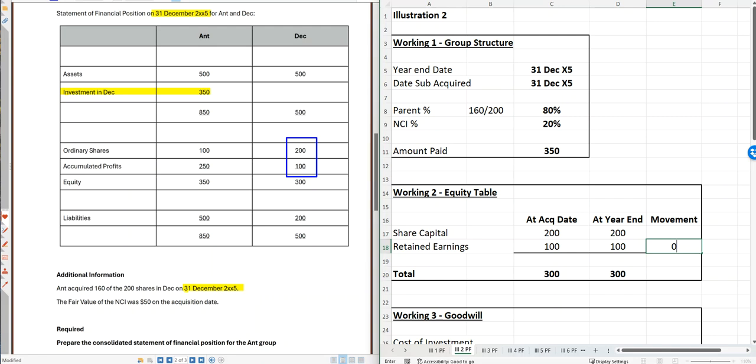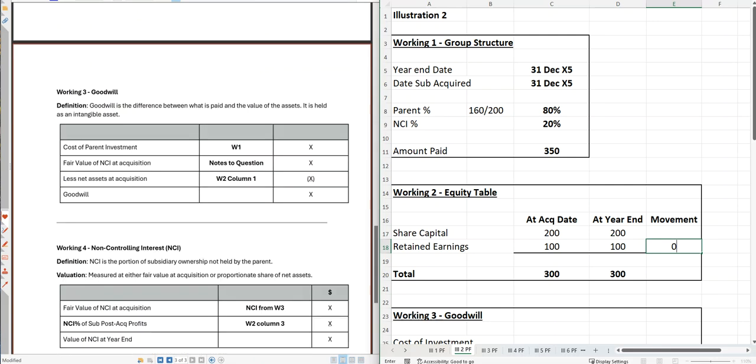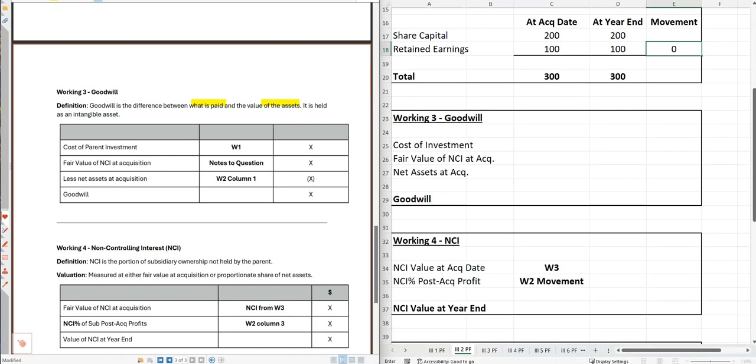Now, the reason that we're noting all of these is to help us with the rest of our workings, because the next working we need is our goodwill. So goodwill is the difference between what is paid or what the business is worth and the value of the assets. We generally pay more than the assets are worth to reflect their brand name or customer lists, those sorts of things. We determine that as being goodwill.